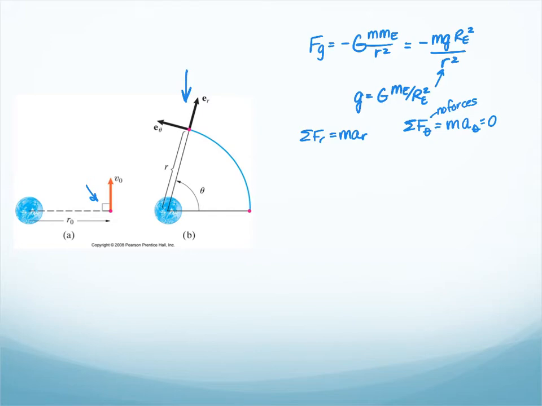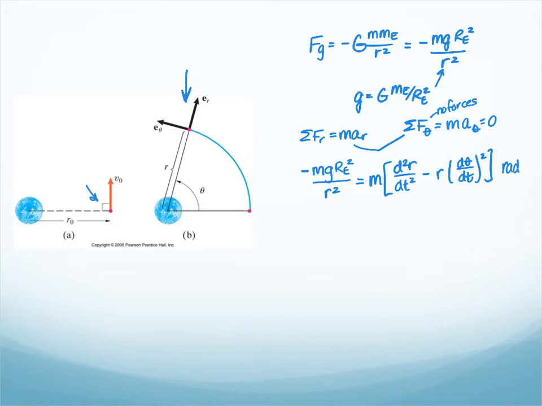So if I rewrite these two equations using my polar expressions for acceleration, for the first one, the radial, I'm going to write minus m little g, acceleration of gravity. So that's my force, and that's equal to my mass times my radial acceleration, which is the second derivative of r with respect to time, that's our r double dot, minus r theta dot squared. So we're just going to write it out. So this is the radial expression.